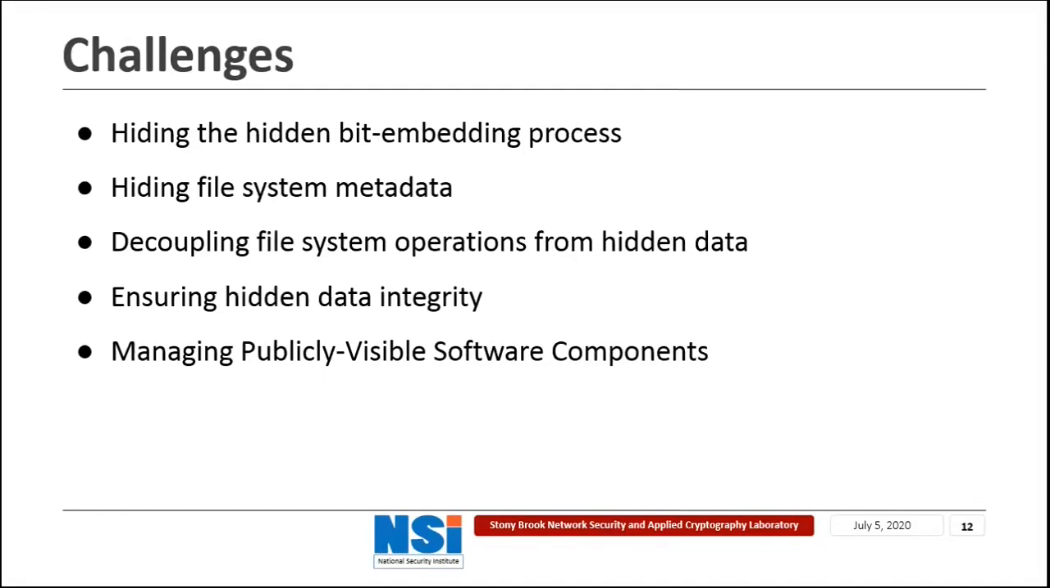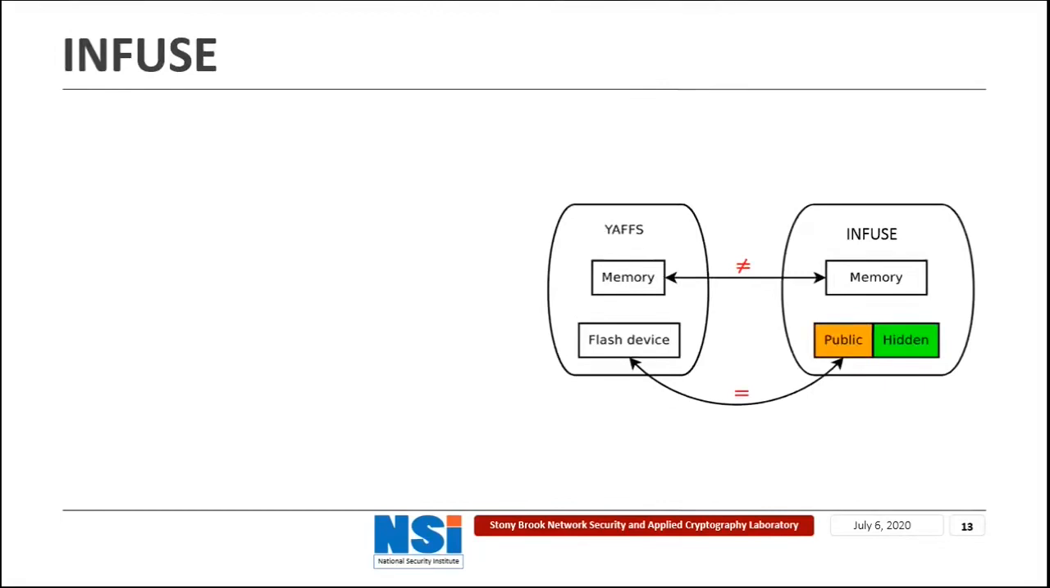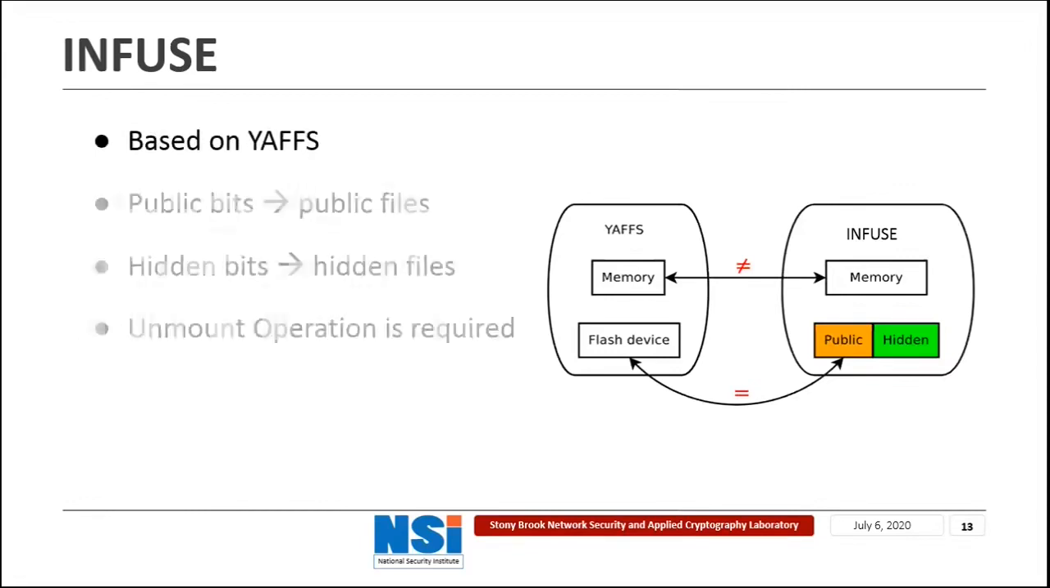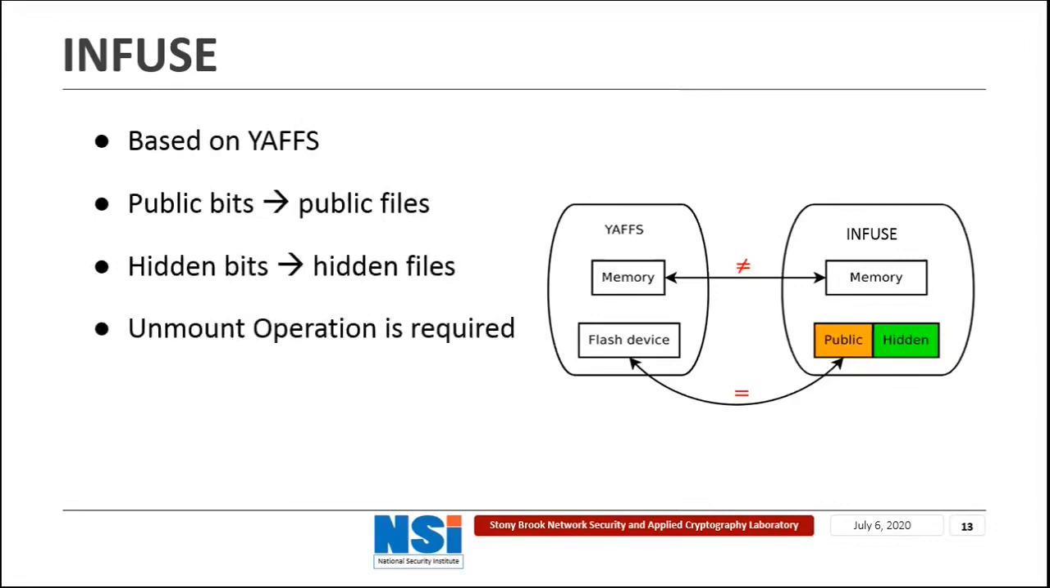Based on the bit hiding technologies we described above, we designed INFUSE, a file system for NAND Flash that is compatible with INFUSE. It allows users to store both public data and hidden data in a NAND Flash device. The public data is stored in the original capacity, and the hidden data is stored in the out-of-band storage bits. INFUSE has the same layout as the INFUSE, and INFUSE requires an unmount operation before the adversary can see its disk layout. Now let's see how INFUSE is designed in detail and how those challenges we mentioned before are solved in INFUSE.